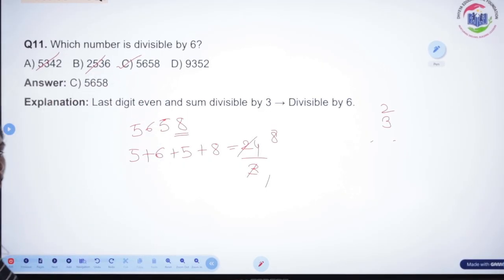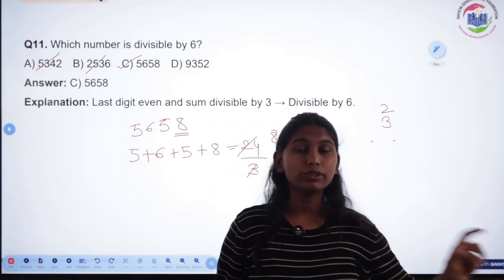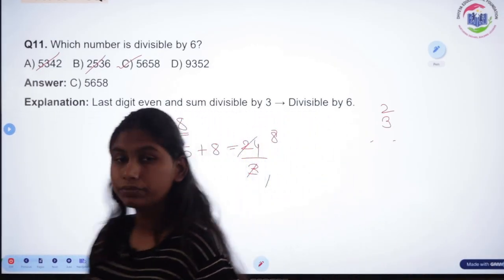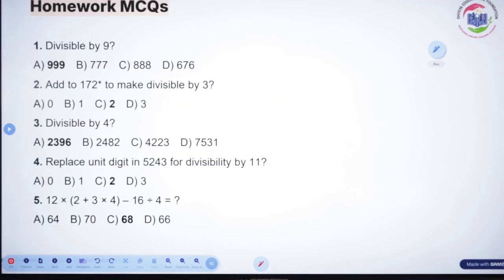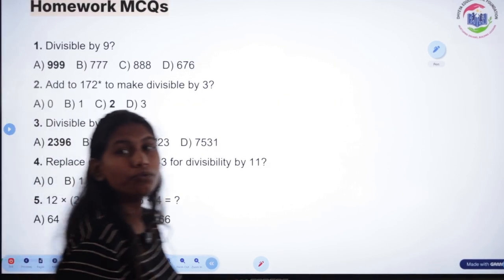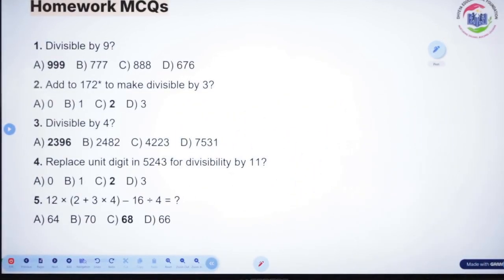Okay. So these were the MCQs for today. And this is your homework. Just take a screenshot of this homework.